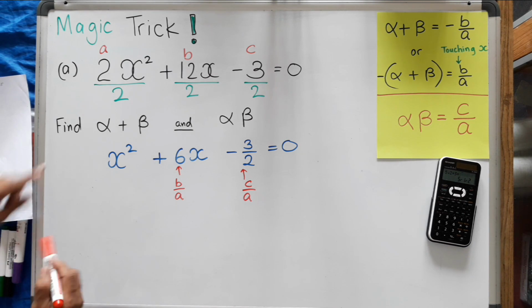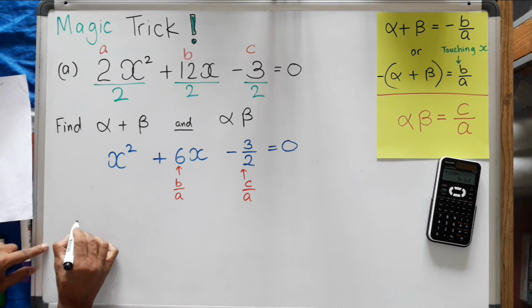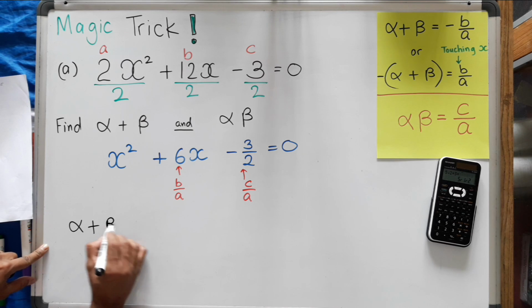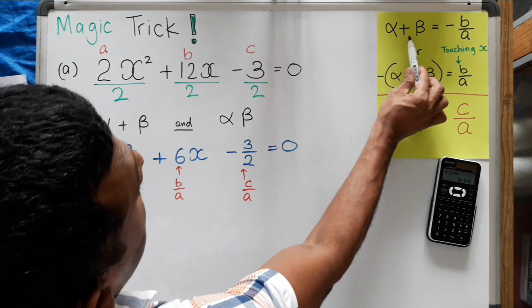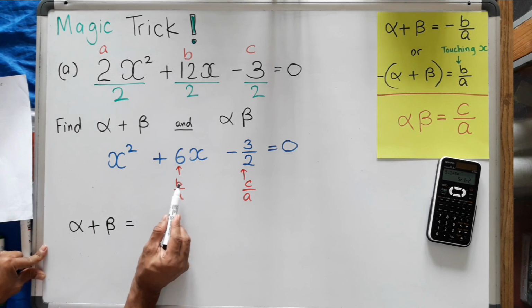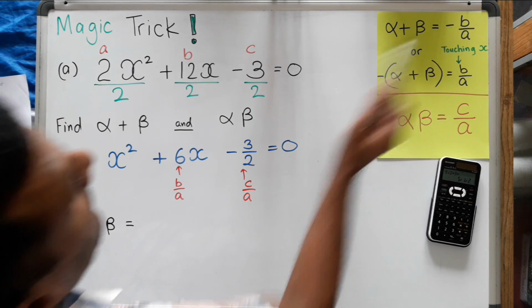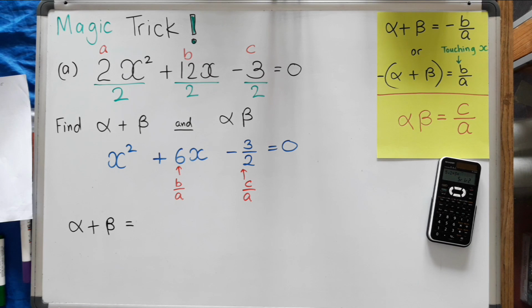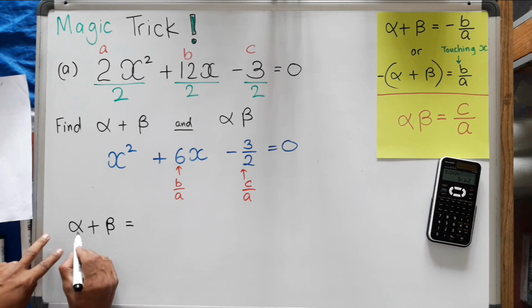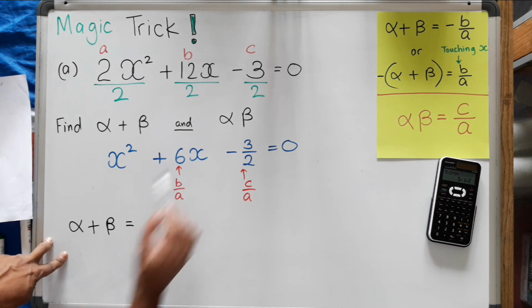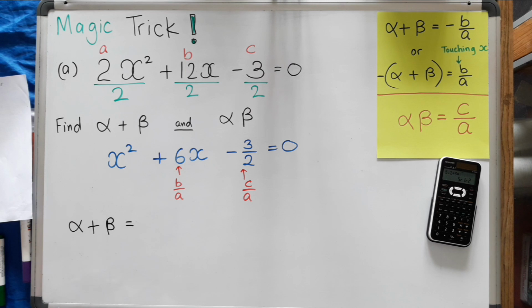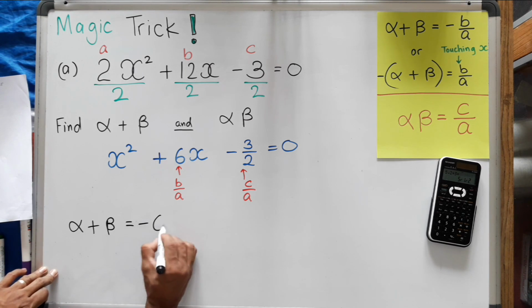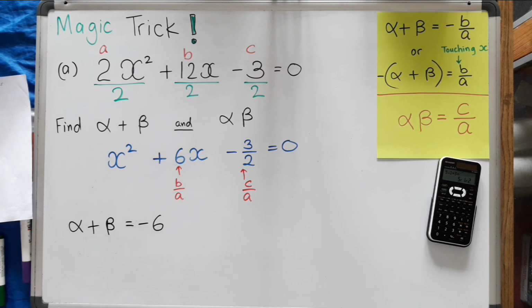The examiner asked us over here to find alpha plus beta. To find alpha plus beta, we just have to take the B divided by A value and apply a minus sign to it. When you're applying a minus sign to a number, you're already making the number the opposite. So that's how I like to think about it. So B divided by A is 6. What's the opposite of positive 6? The answer is negative 6. That's the answer for that one.